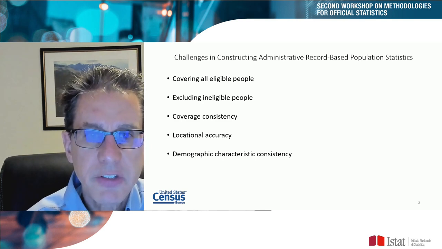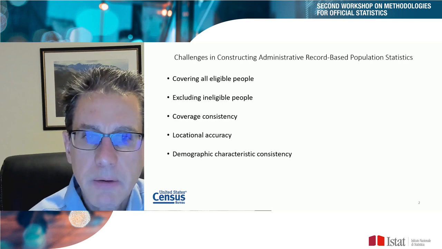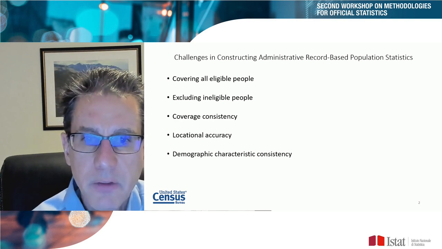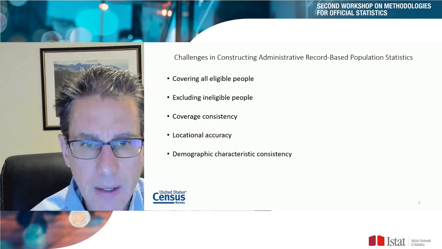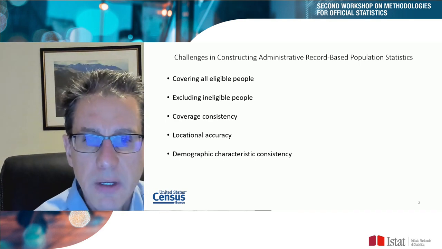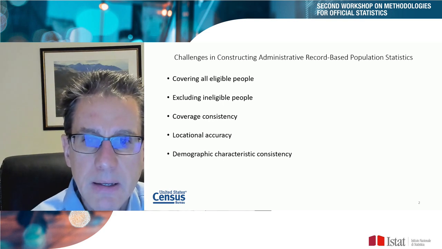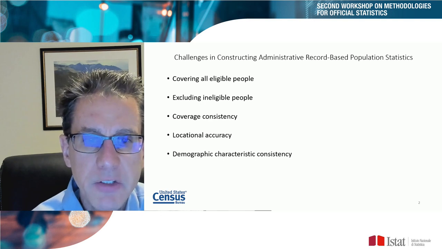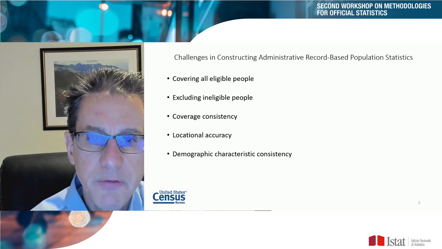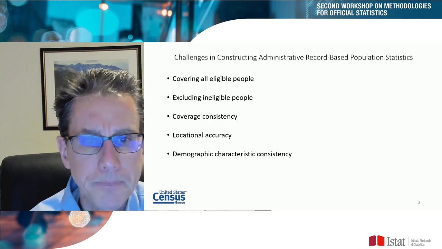So some of the challenges include, how do we cover all eligible people and exclude people who are not eligible? So including residents who are alive on the reference date and excluding people who are non-residents or not alive. Also, how do we ensure that there's consistency of coverage across time? It's one thing to have an estimate for one time period, but how do you do a good job of estimating growth in the population over time when you're using all these different sources that may come in and out and may not be consistent over time?